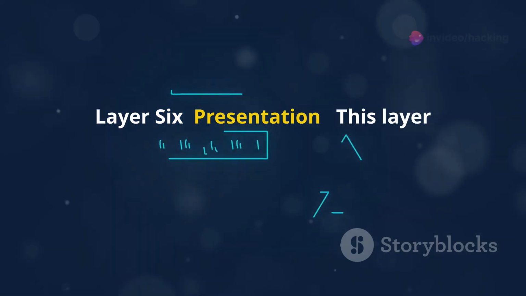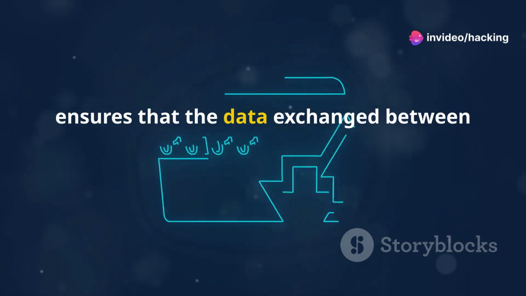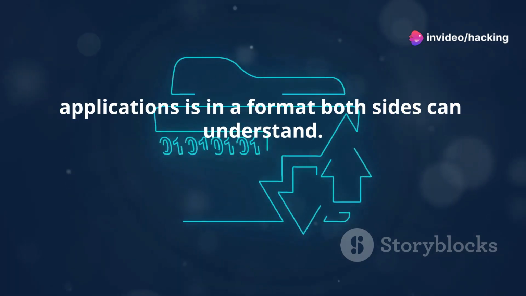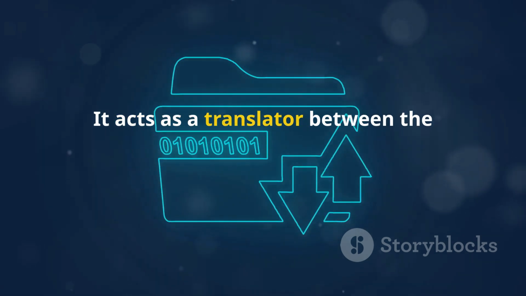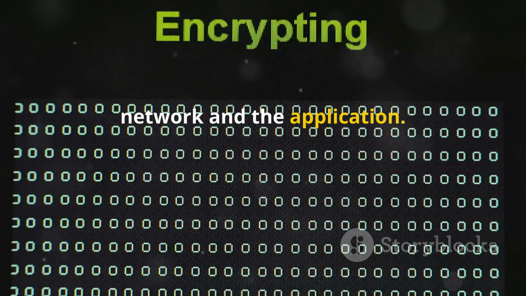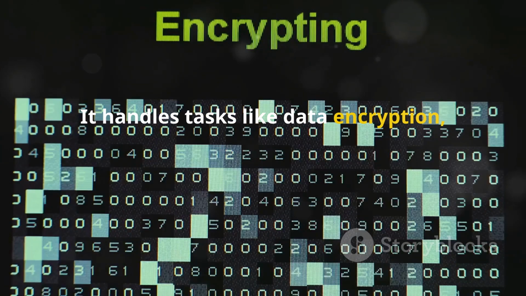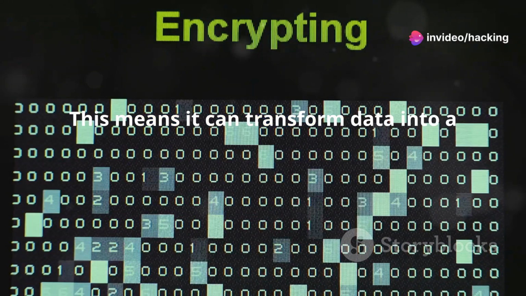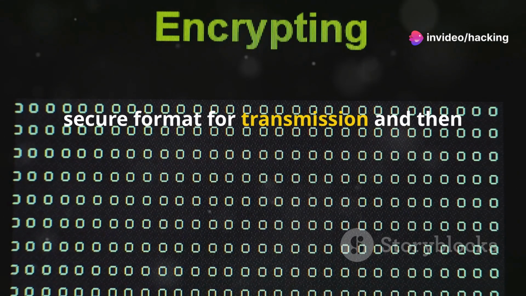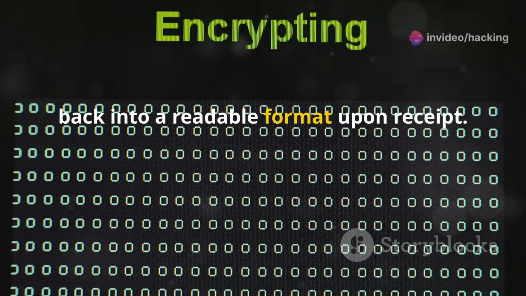Layer 6 Presentation. This layer ensures that the data exchanged between applications is in a format both sides can understand. It acts as a translator between the network and the application. It handles tasks like data encryption, decryption, and compression. This means it can transform data into a secure format for transmission and then back into a readable format upon receipt.